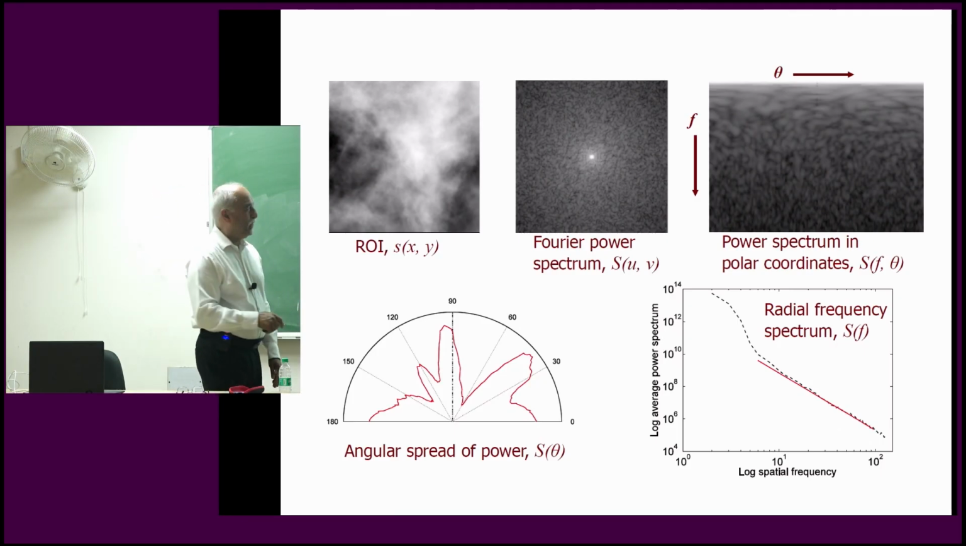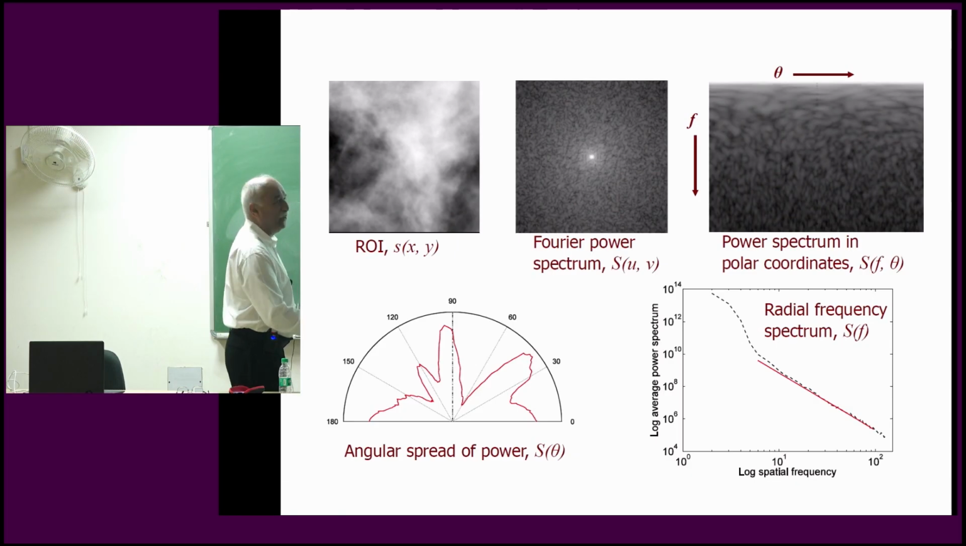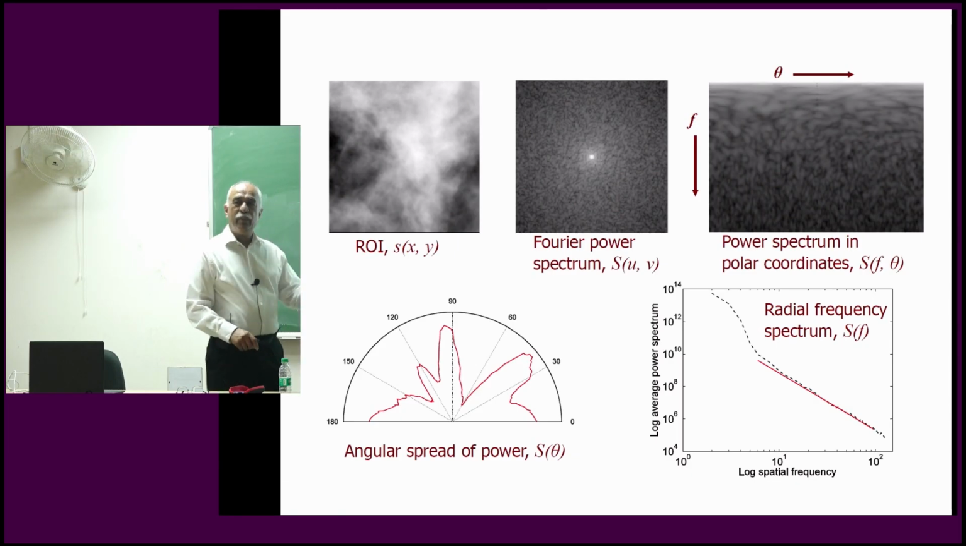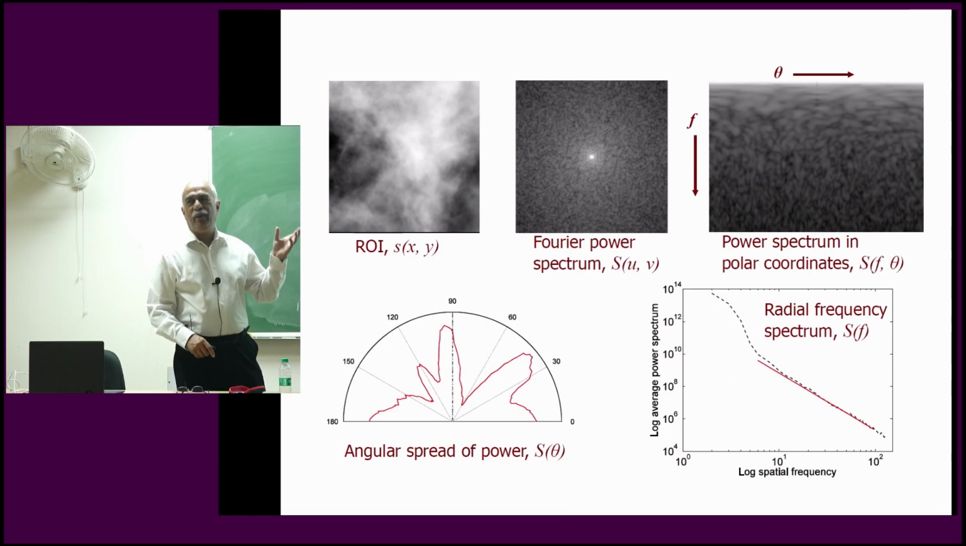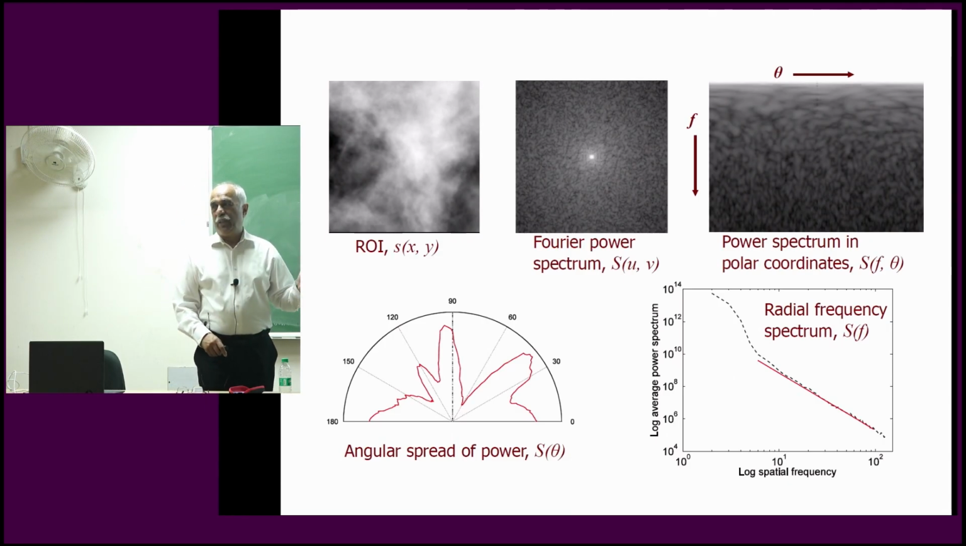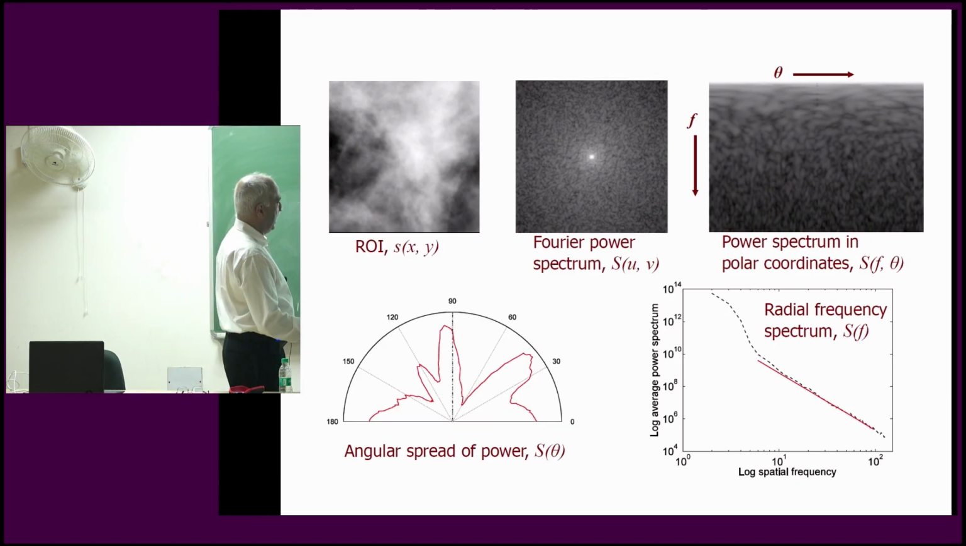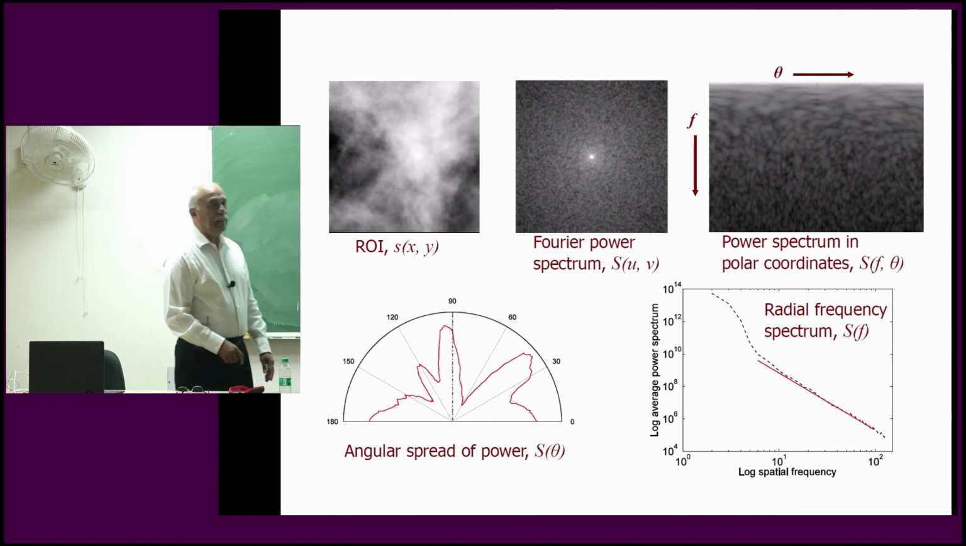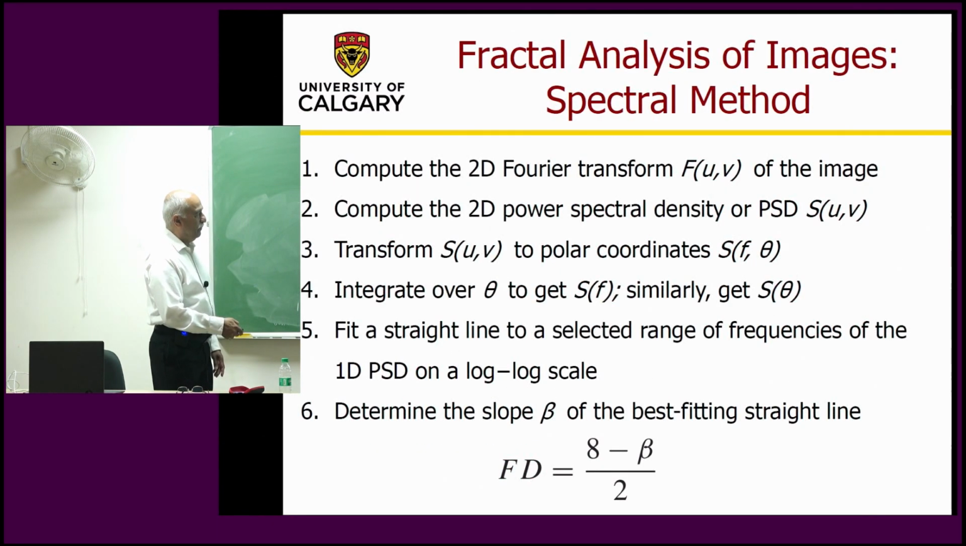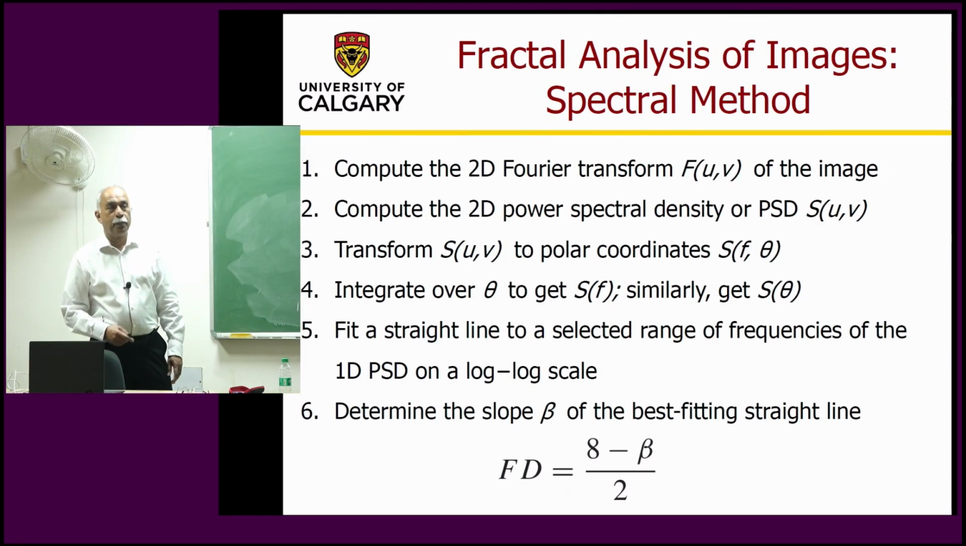But we need to specify a range. You don't want to fit a line to the whole thing. There could be some very low frequency information that we are not interested in. There could be some very high frequency part of the spectrum where you have noise. So find a middle range, log-log scale, fit a line, get the slope, get the fractal dimension. Beta is the slope.